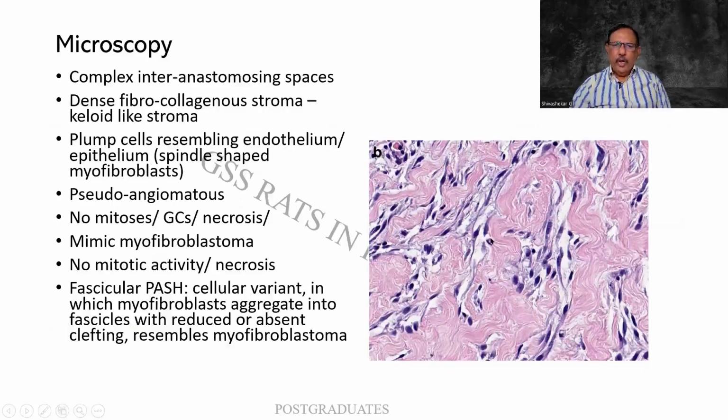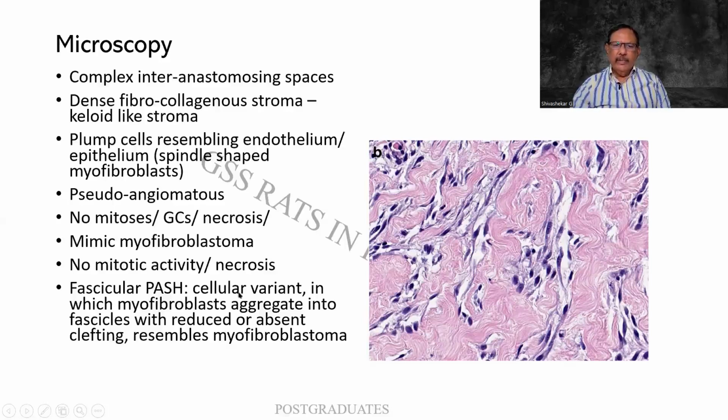You find that it is complex and inter-anastomosing spaces. Beautiful words, slit-like spaces which are getting inter-anastomosed, and they are being separated by dense collagenous or fibrocollagenous stroma akin to a keloid. There are cells which are plump endothelium-like, giving a pseudoangiomatous picture, but then no mitosis, no giant cells, no areas of necrosis.